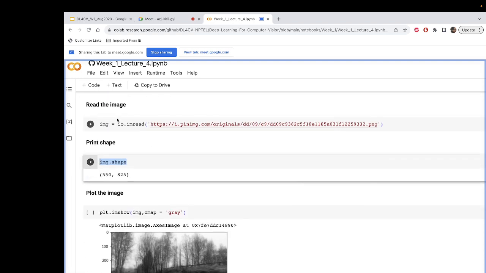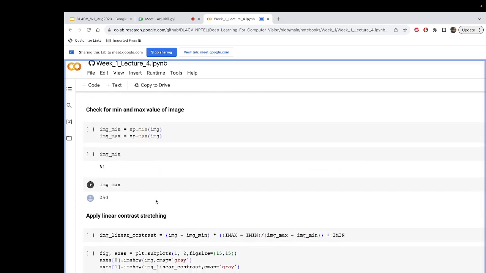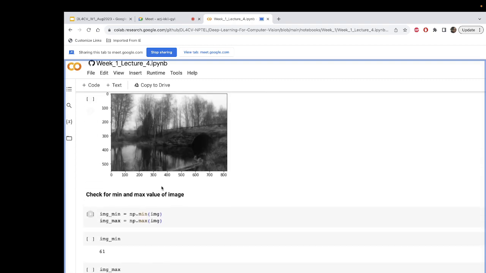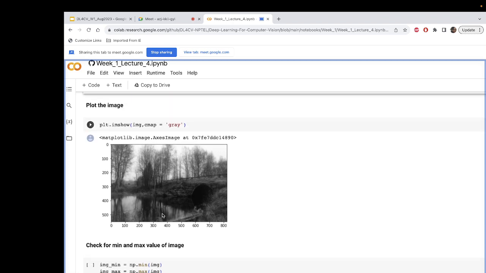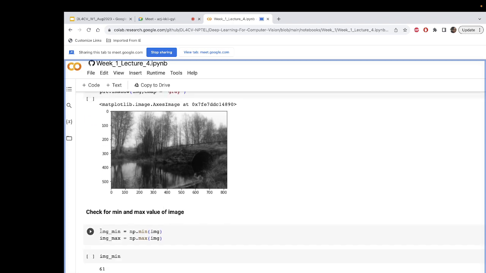This algorithm is called full scale contrast stretching. It's actually very simple. So this was your original image, which we plotted here, and now let's print the minimum value of the matrix.